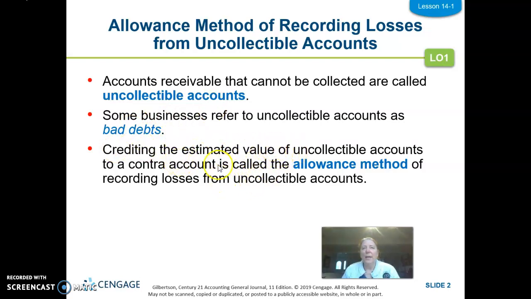And when we estimate what this amount is, we are going to credit an account that is called allowance for uncollectible accounts. This is a contra account to accounts receivable, so I'd make sure and get that in my notes. Accounts receivable is a normal debit, so the allowance for uncollectible accounts is going to be a normal credit because it is a contra account to accounts receivable. But when we do this estimate, it's called the allowance method of recording losses.